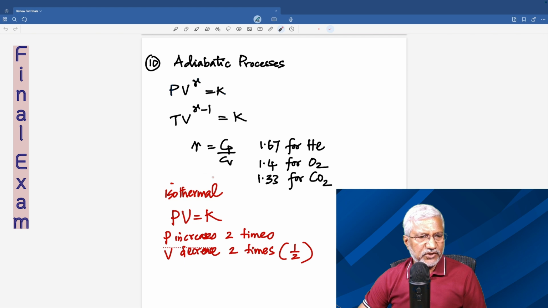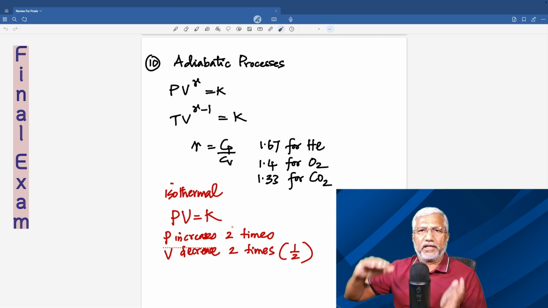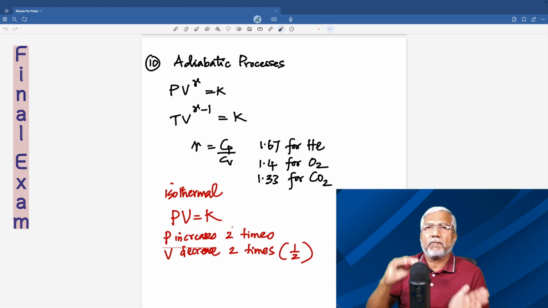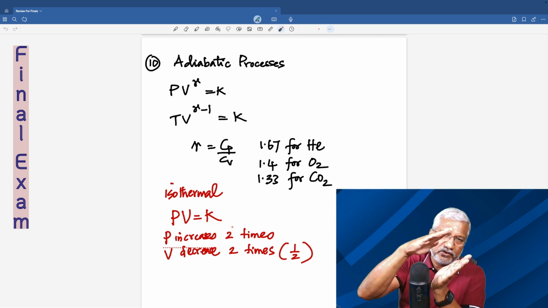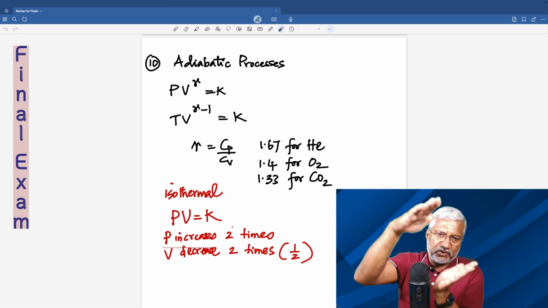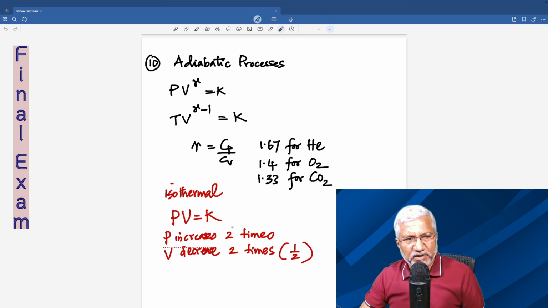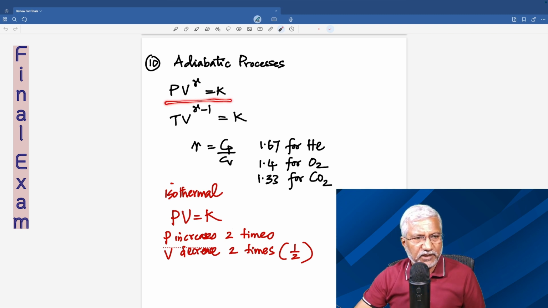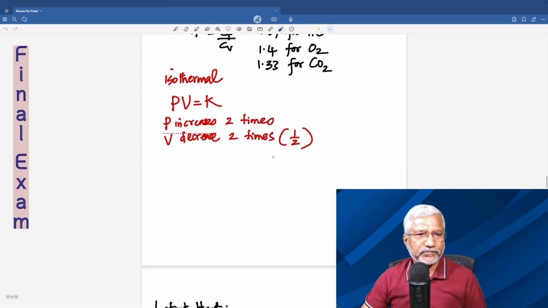But if it's isothermal, then look at the change. Look at the process. The formula has no gamma. What does that mean? That means in an isothermal process, if you take a gas and compress it, you increase the pressure 2 times, then of course the volume becomes half, doesn't it? Because you're compressing it. But that's not the same for an adiabatic process, because there is this gamma coming in, see? So you have to be aware of that.